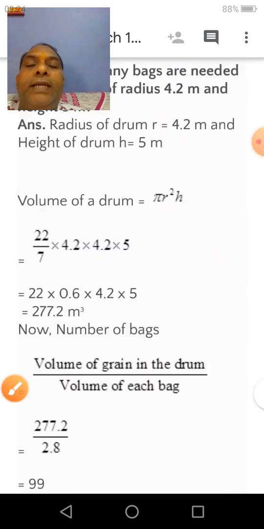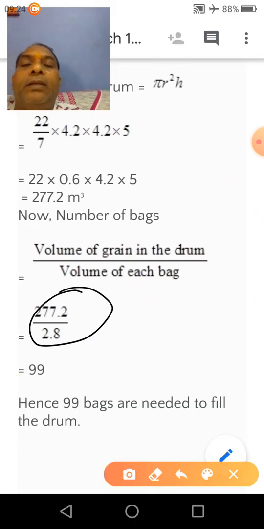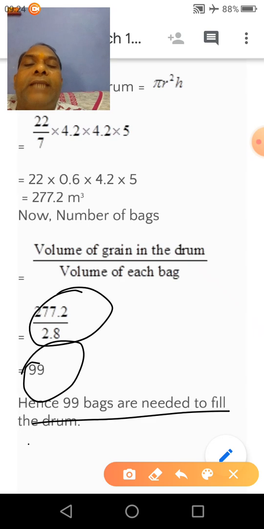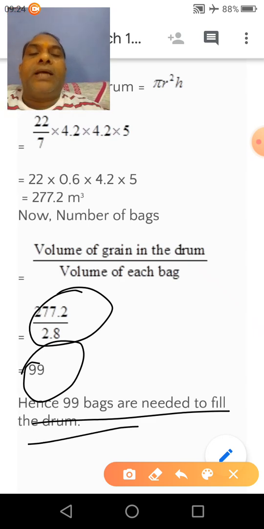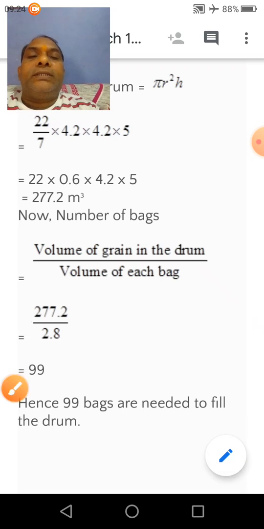So volume of drum divided by 2.8, then 99. So 99 bags are needed to fill the drum is the answer. Clear students? So you have to solve exercise 13.6 with example. Okay students, thank you.